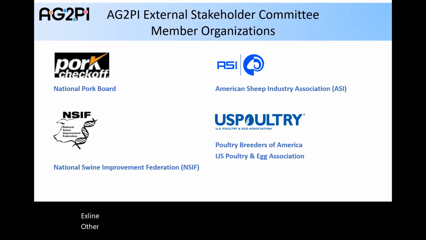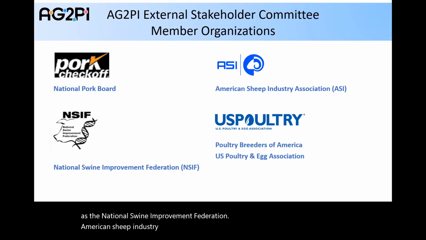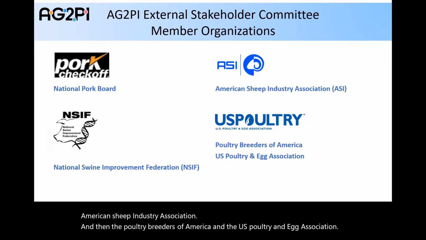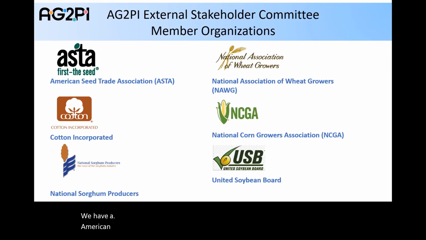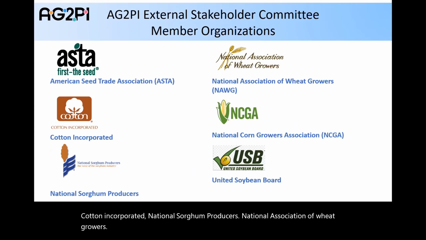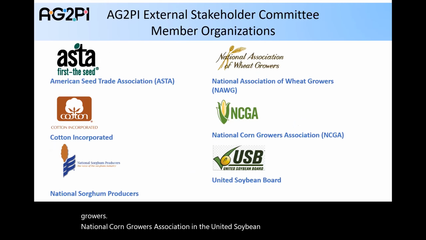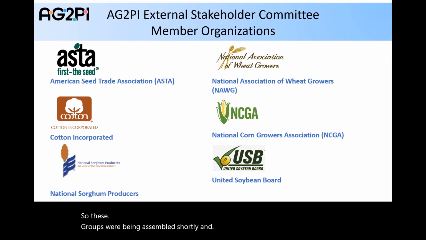Other two and four-legged species, the National Pork Board is represented, as well as the National Swine Improvement Federation, American Sheep Industry Association, and then the Poultry Breeders of America and the U.S. Poultry and Egg Association. And on the plant side, we have the American Seed Trade Association representing seed producers, Cotton Incorporated, National Sorghum Producers, National Association of Wheat Growers, National Corn Growers Association, and the United Soybean Board. So these groups will be assembled shortly and begin our work to provide input and evaluation of this project.